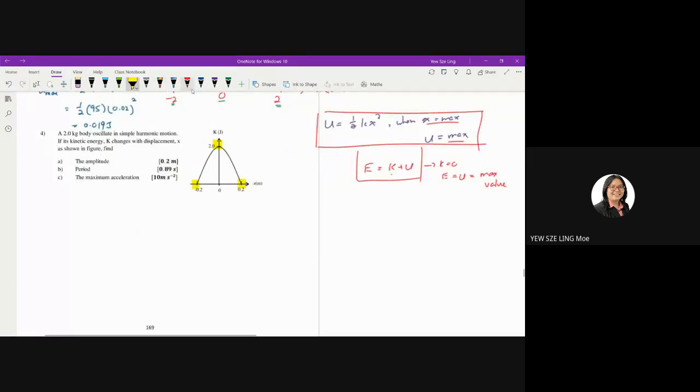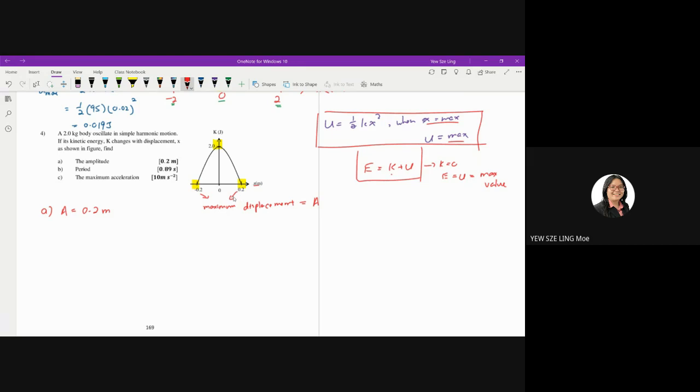Now that we have this graph, we know that 0.2 and negative 0.2 are our maximum displacement. At the same time, that represents our amplitude, A, because you have x here, and maximum x is the amplitude A. So question 4A, the amplitude is equal to 0.2 meter. Straight away, you can get it from the graph.